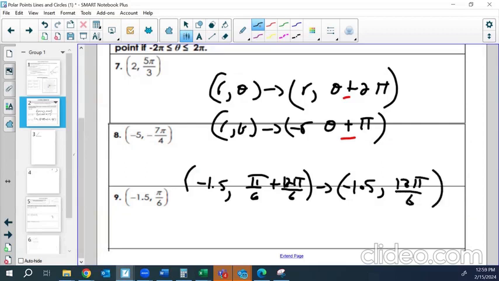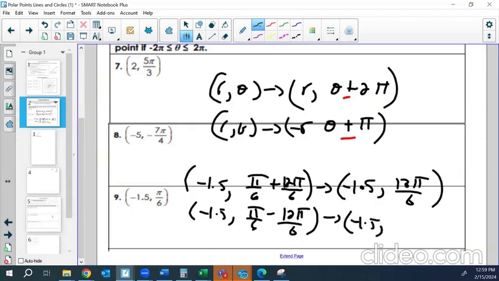Everybody see that? So all I need to do is go one revolution around. I just add 2 pi. Another way I can do it is instead of going that way, I can go the other way around. And that means I'm just going to minus 2 pi. So again, negative 1.5, pi over 6. I'm going to minus 2 pi this time, which is just 12 pi over 6. Good. And when I do that, that gives me negative 1.5, comma, negative 11 pi over 6. Good. So that's 2 ways so far I've done it.